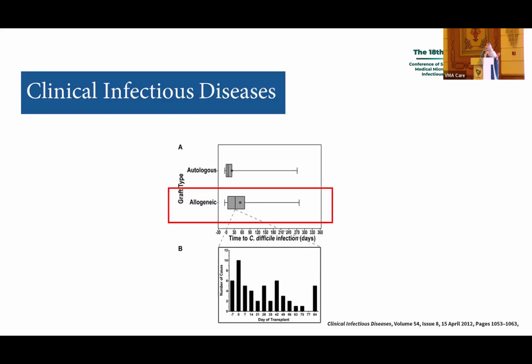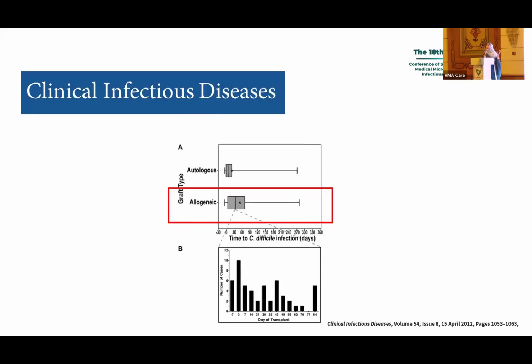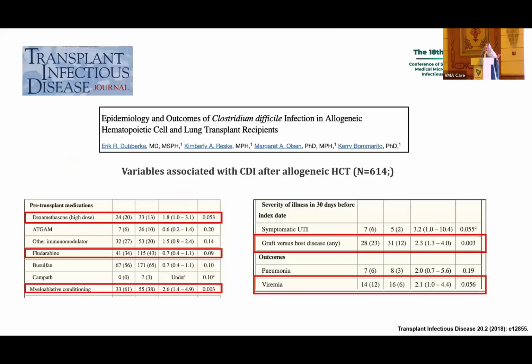In bone marrow transplant, they experience a 9-fold increase in the risk of Clostridium difficile in comparison with the normal population. And the risk is doubled in allogeneic bone marrow transplant in comparison with autologous bone marrow transplant. What about the recurrence? The recurrence rate in the normal population is 1 in 6, but it increases to 1 in 3 in allogeneic bone marrow transplant.